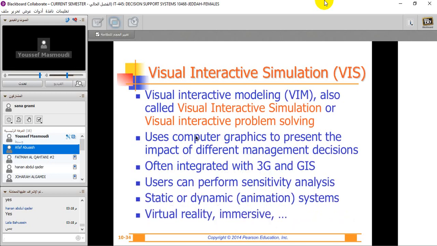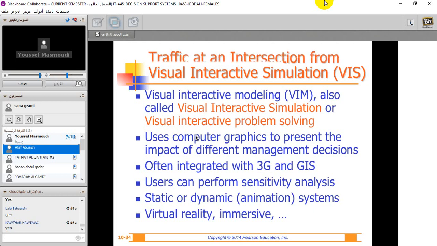For the visual interactive simulation, it's visual interactive modeling, also called visual interactive simulation or visual interactive problem solving. It uses computer graphics to present the impact of different management decisions. It is often integrated with 3D and geographic information systems. Users can perform sensitivity analysis when changing the parameters of the problem, and there are static and dynamic systems.